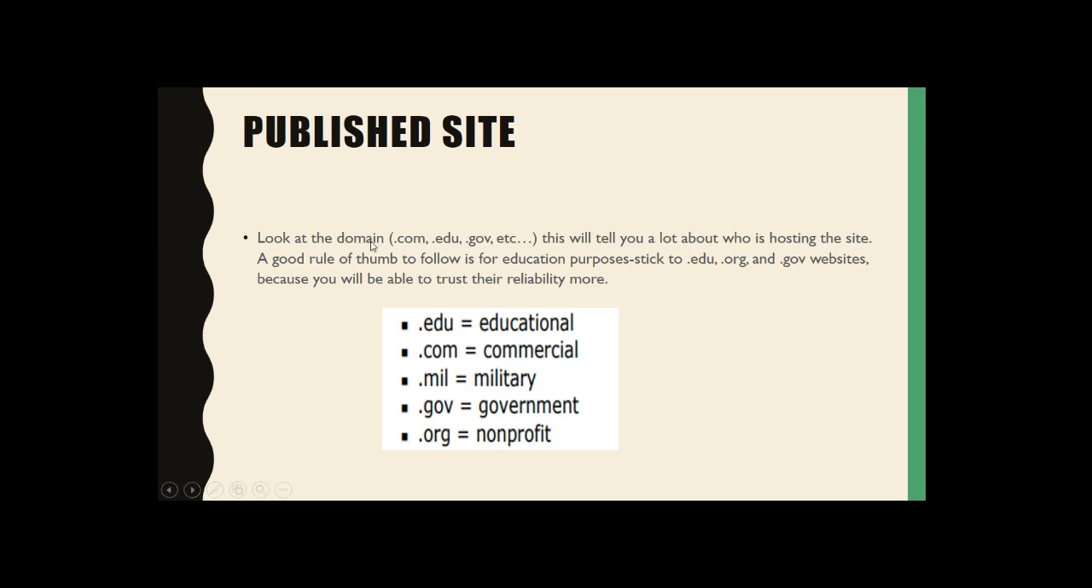Published site. Look at the domain: .com, .edu, .gov, etc. This will tell you a lot about who is hosting the site. A good rule of thumb is for education purposes, stick to .edu, .org, .gov websites because you are able to trust the reliability more. So when you're researching a source, look at the domain name, and here are a couple of what they mean. .edu is educational, .com is commercial, .mil is military, .gov is government, and .org is nonprofit.